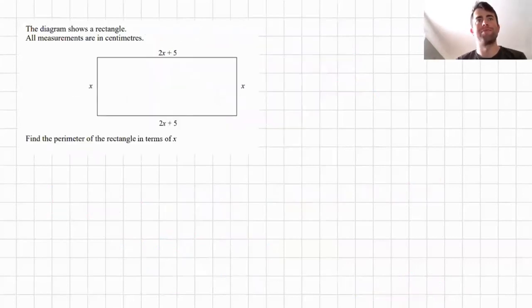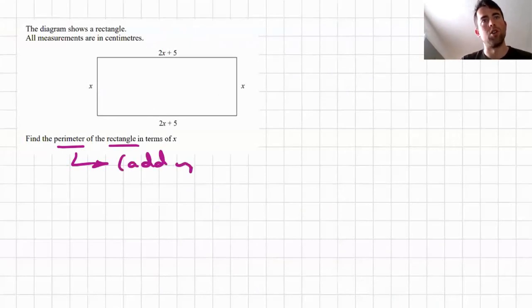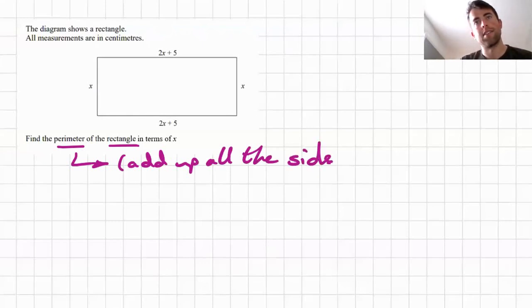A rectangle this time. All measurements are in centimeters. Find the perimeter of the rectangle. Now, what was the first tip that I did for the previous question? Write down what we know. How do we find the perimeter of something? We add up all the sides. What was my next tip? To just be brave with the algebra.